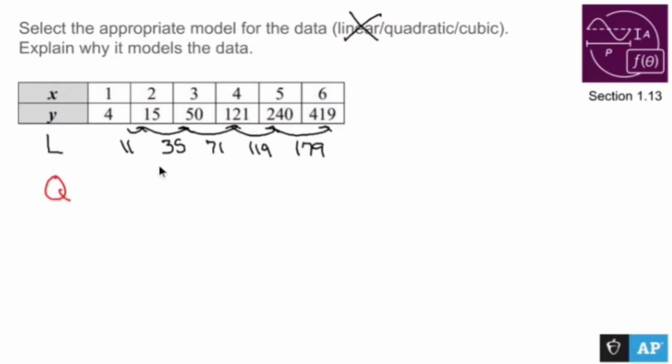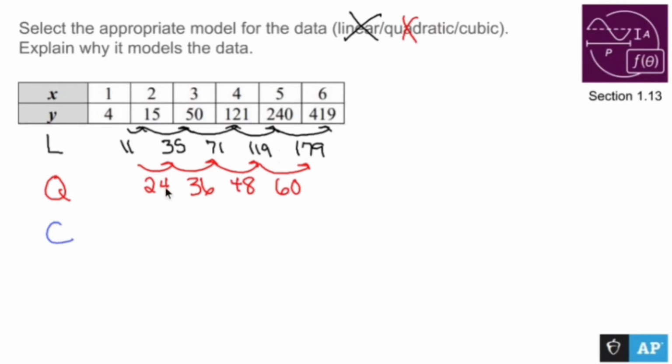Let's try it again. If it's quadratic, then the rate of change of the rates of change are going to be the same. So how do we get from 11 to 35? Add 24, of course. And from 35 to 71, add 36, of course. So it's not going to be quadratic because these numbers are different. So you add 48, you add 60. So it's not quadratic.